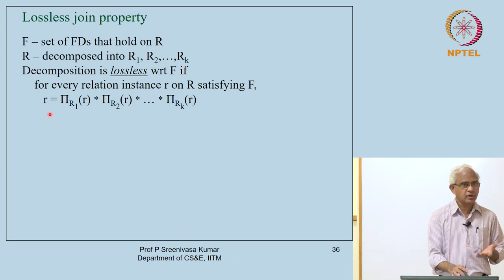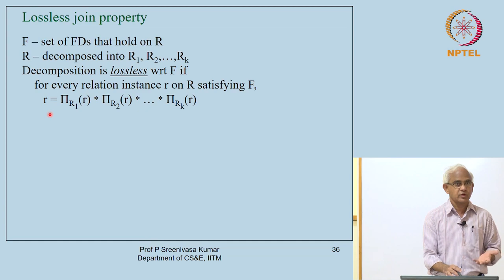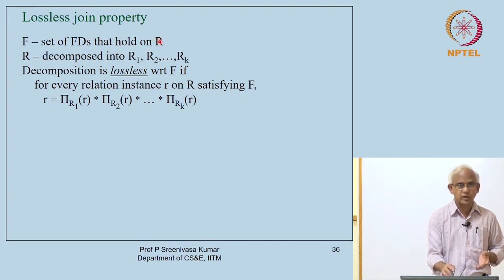Why natural join? Because there are some common attributes. R has, say, A1 through A10. R1 through Rk will have this A1 through A10, but some subsets will be in R1, some subsets will be in R2, etc. So it is possible for us to do a natural join because there are some common attributes.